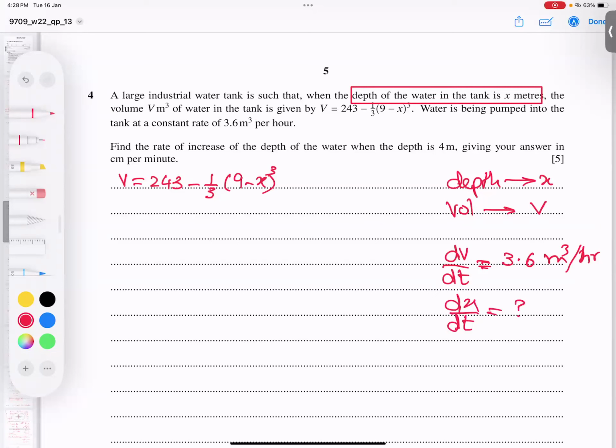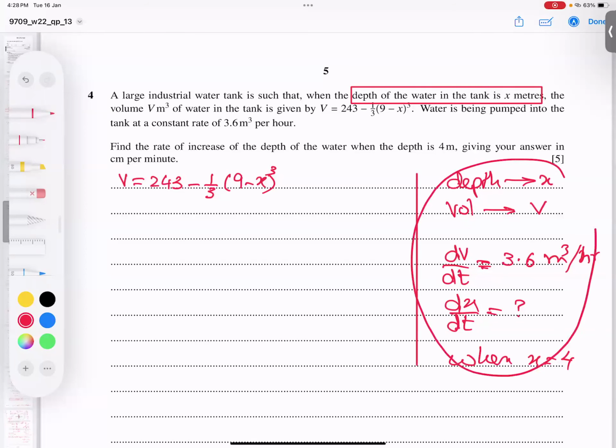But when the depth is 4, so when x is equal to 4. As a teacher I suggest that when you do this kind of exam question, you write this data the way I'm writing. As a student you must write this data. In this way the chance of mistakes reduces, the speed will increase, and you will understand the question easily. So rate of increase of depth is my target.